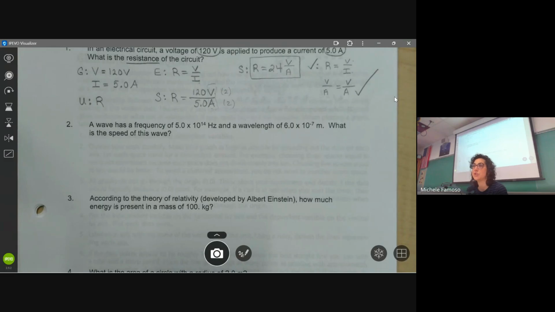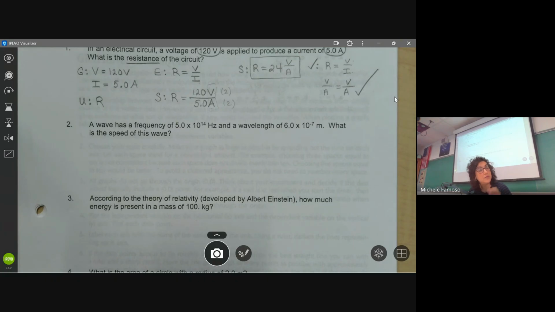Who wants to read the question? That was the very first thing I did. Go ahead, Chaudhry. A wave has a frequency of 5.0 times 10 to the 14 Hz, and a wavelength of 6.0 times 10 to the negative 7 meters. What is the speed of this wave? Okay, so we just read it.